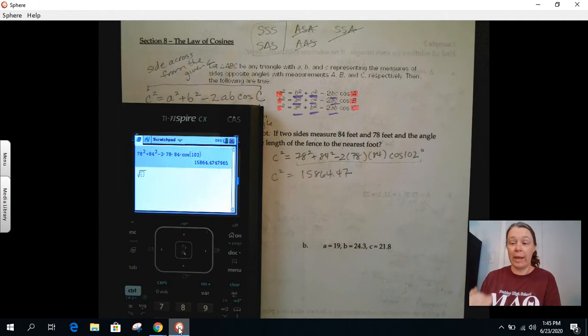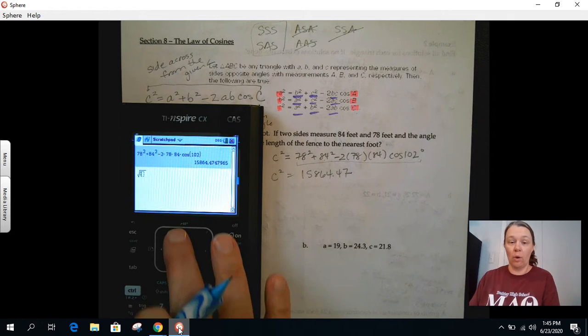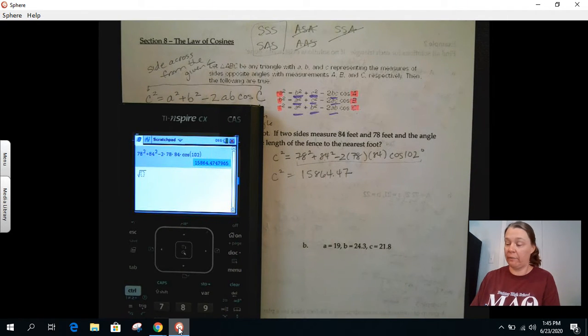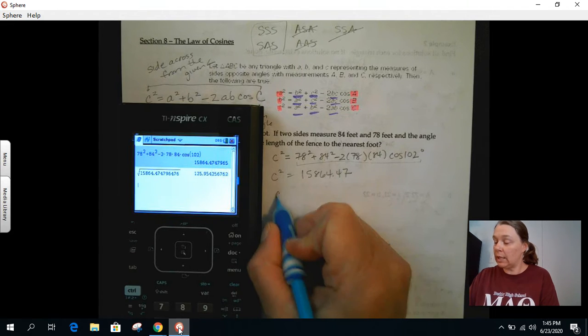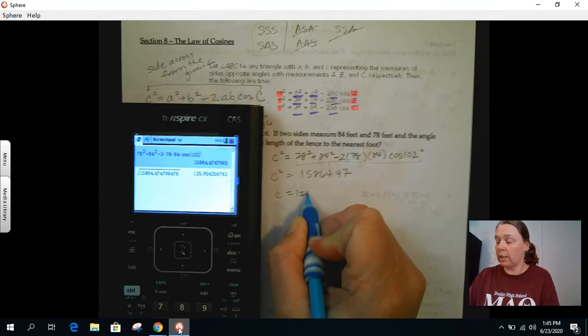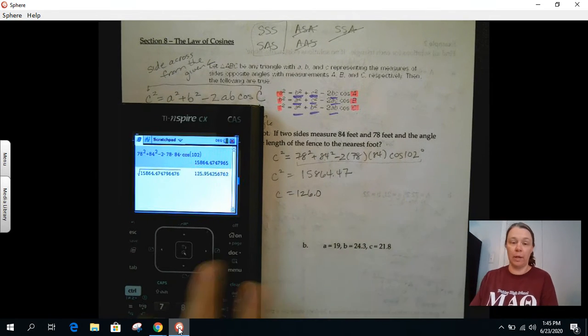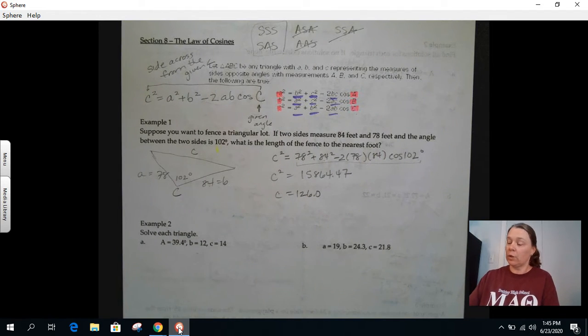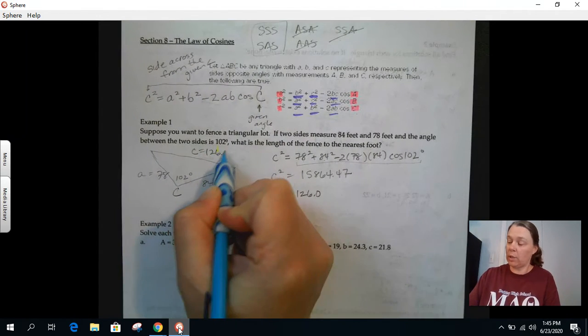And then to pull the answer down, you can either arrow up to highlight that answer and then click Enter, and it will pull it down, or you could hit control and then the negative sign, and that will pull your answer up. So then C, I just call that 126.0, right? The 9.5 would bump it up to the next whole number.